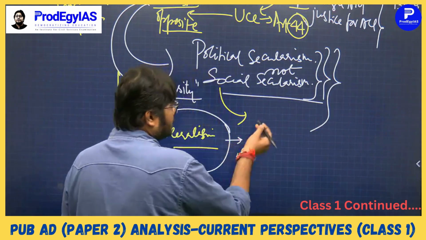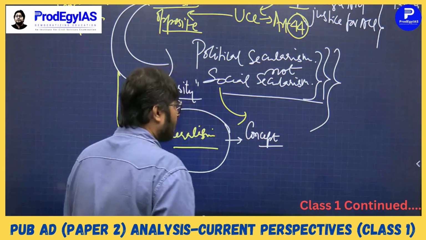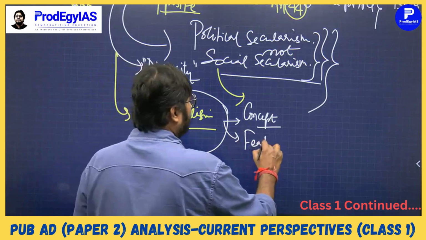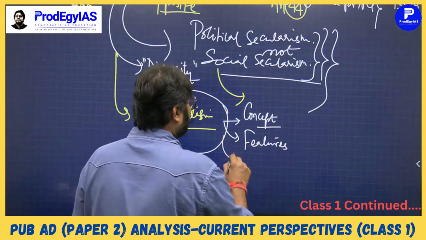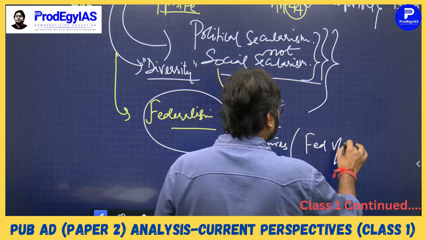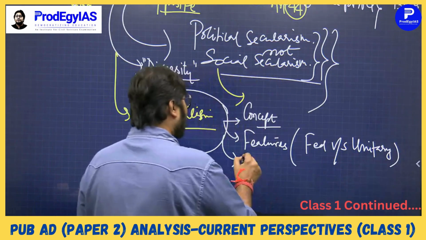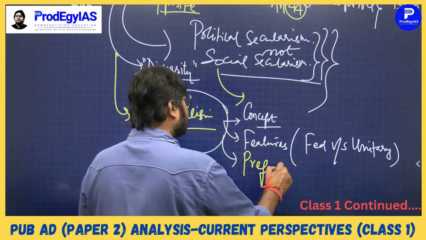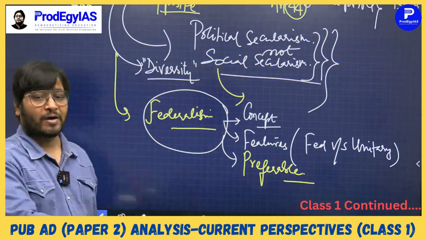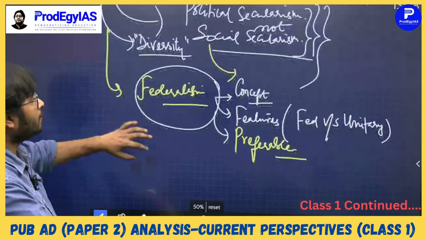Fine. And these questions are spread very broadly across the syllabus. One, obviously, the concept of federalism in India. What kind of concept we follow? Fine. Then federal features. ठीक है भाई. Federal features इसमें federal versus unitary आ सकता है. Fine. Then, what is more preferable? Federal is preferable or unitary is preferable? Why? Reasons for all of them.